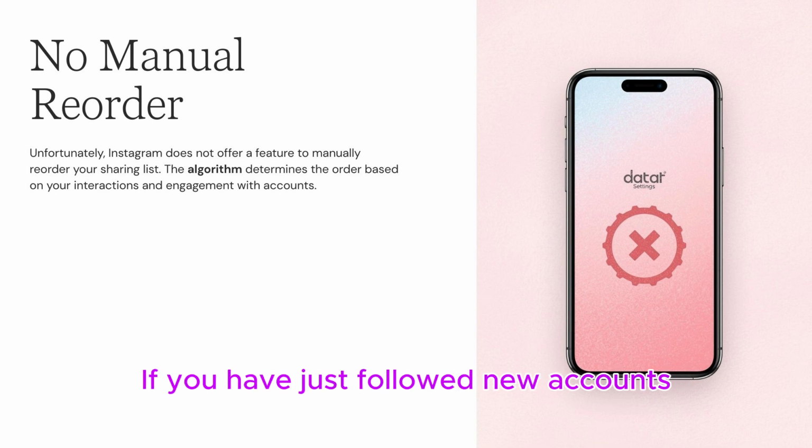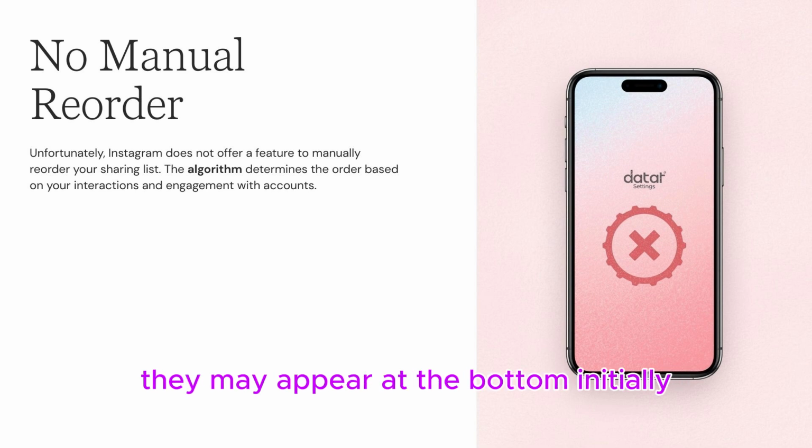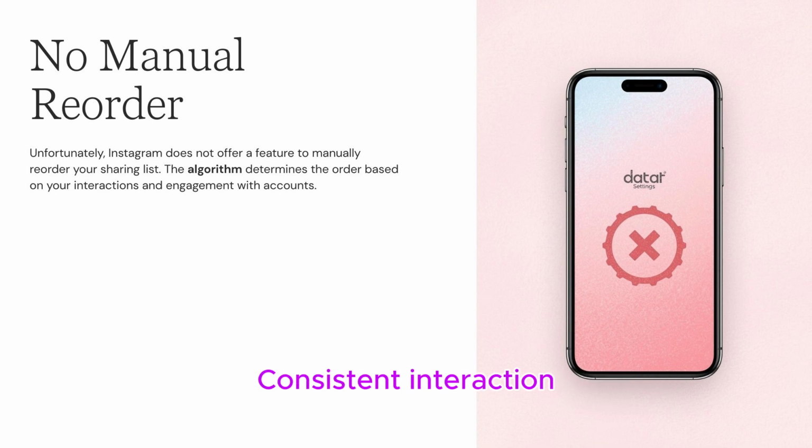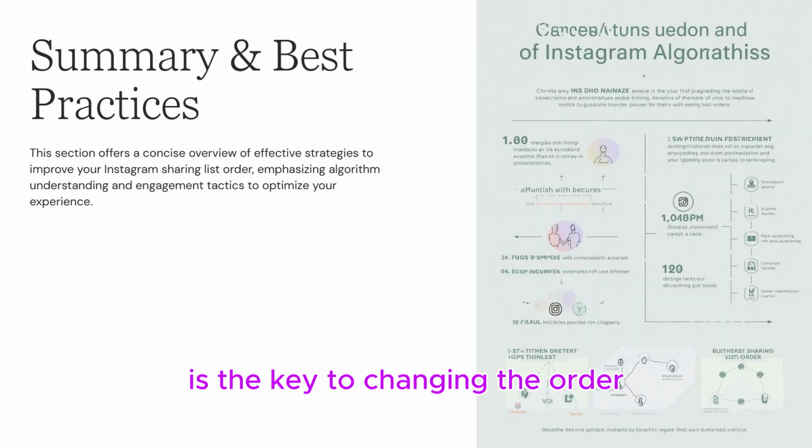If you have just followed new accounts, they may appear at the bottom initially. Consistent interaction is the key to changing the order.